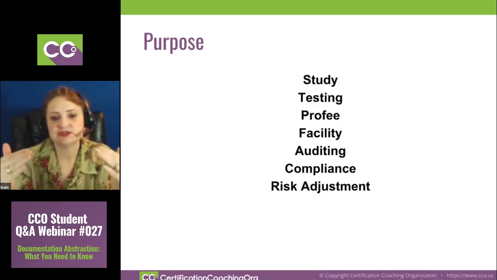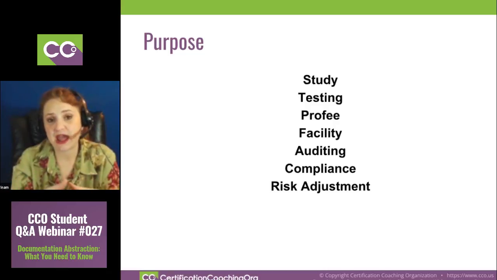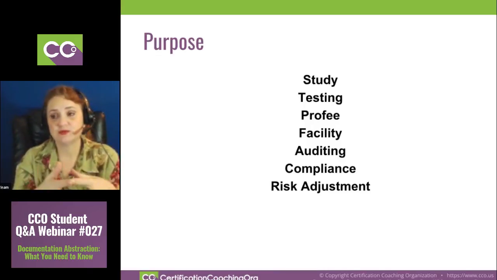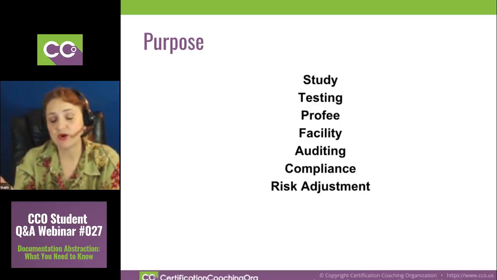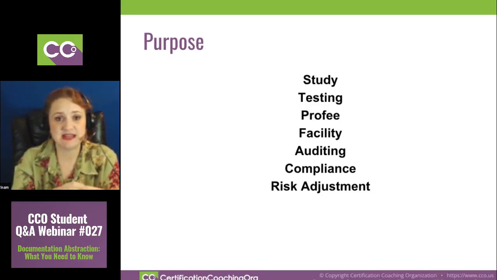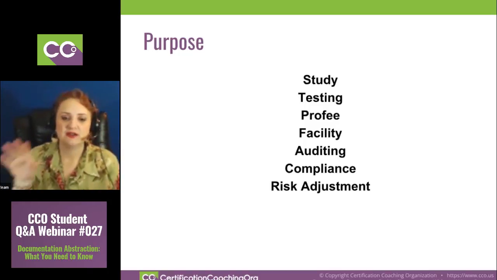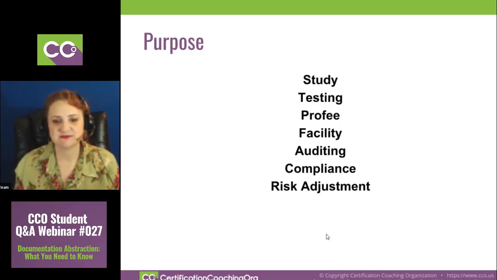So all of these serve purposes why you might need to abstract, or why you need to be better at abstracting, from studying to get a credential, or just studying a new procedure that's done, or a new disease process that was discovered. We never stop learning as coders. Then again, testing. Once you get done with your credential, you'll have CEUs. You'll always be taking some type of a test. And then again, it doesn't matter where you're working, you're going to be exposed to all of these others.